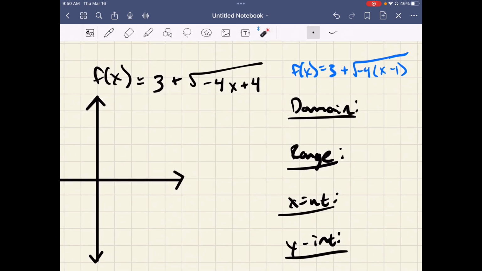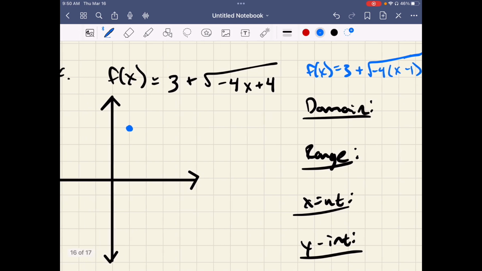But what I know now is I go up 3 and then right 1. So let's go up 3 and right 1. 1, 2, 3, right 1. So now I have this point right here.